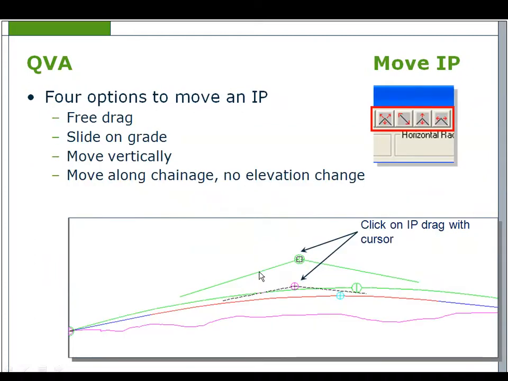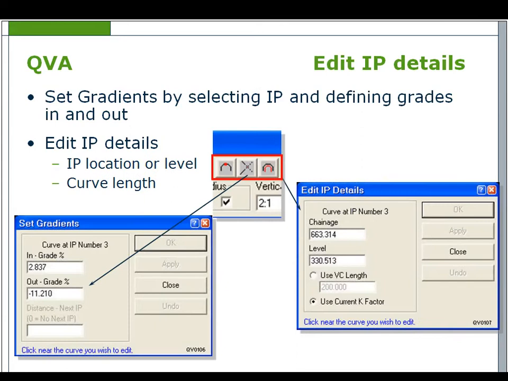Table view. A table view can be used to create and manipulate IPs using a table view rather than dynamic IP manipulation. Any part of the dialog in white is editable, anything in grey is locked. There are four options to move an IP: free drag, slide on grade, move vertically, or move along chainage. Remember, the snaps can affect these options.